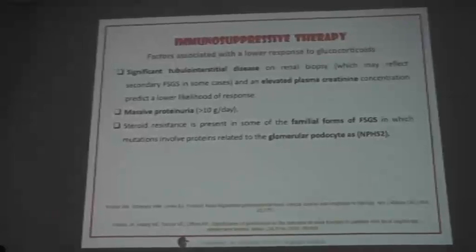And these are the factors associated with lower response to glucocorticoid, as I mentioned earlier, like other immunosuppressants: significant tubulointerstitial disease and massive proteinuria, more than 10 gram per day. Sometimes they call it malignant proteinuria, or more than 14 gram per day, extensive or massive proteinuria. Steroid resistance is present in some of the familial forms of focal segmental glomerulosclerosis, and it has been associated with mutation of some genes.